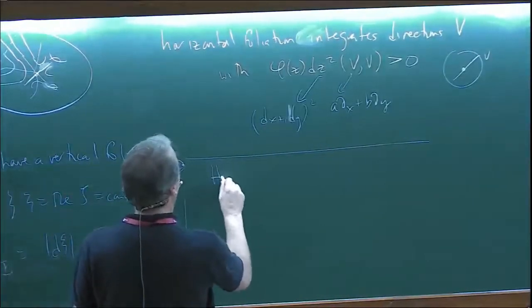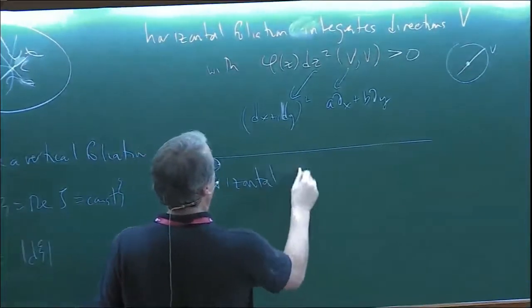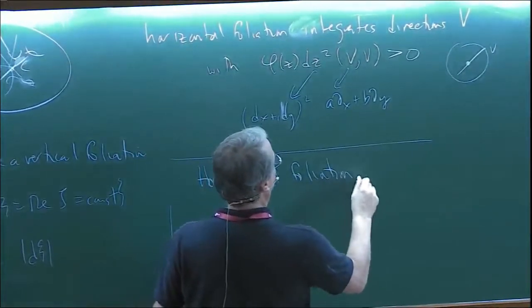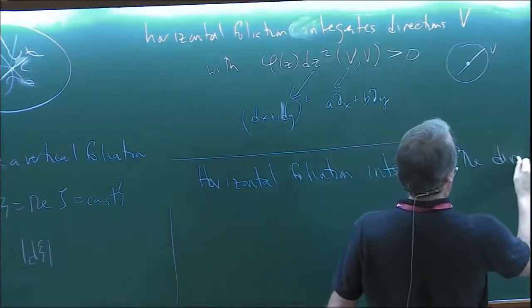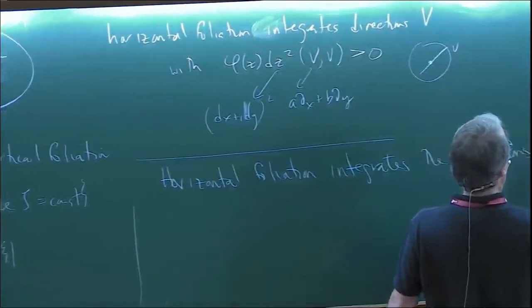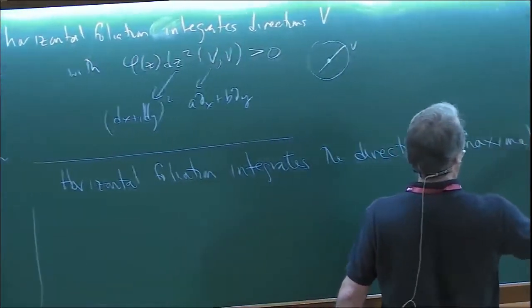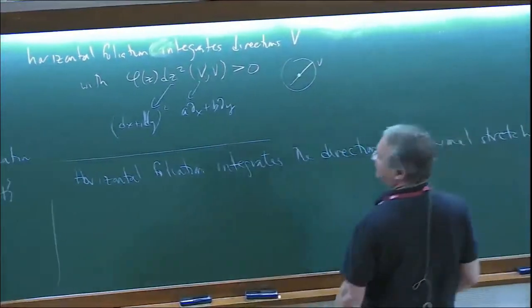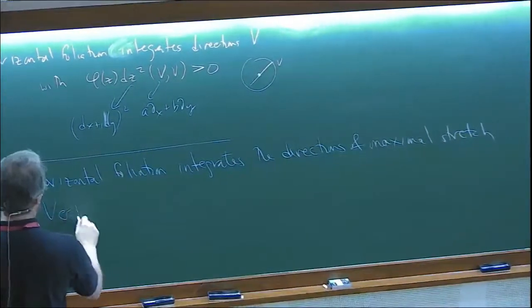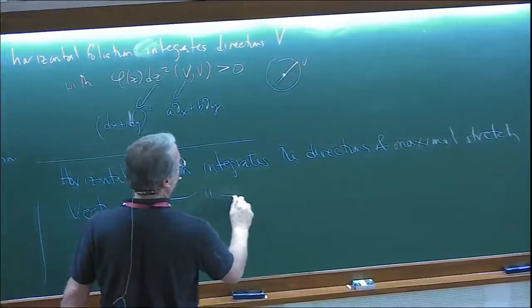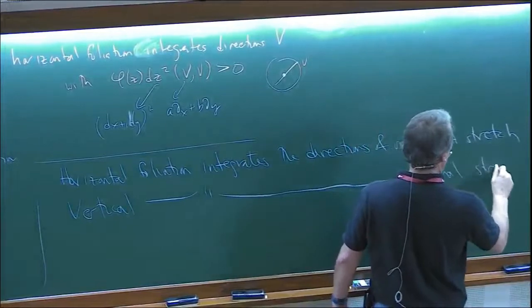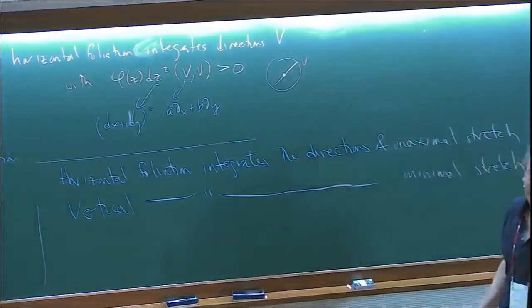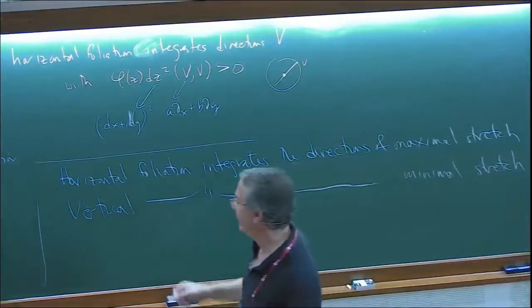So the point is that the horizontal foliation integrates the directions of maximal stretch. The vertical foliation integrates the directions of minimal stretch. What do I mean by maximal and minimal stretch?